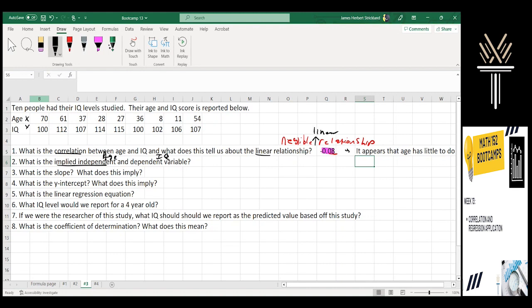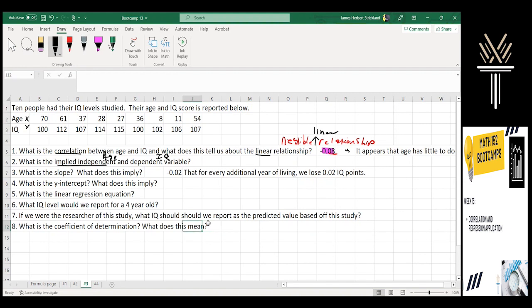So now what is the slope and what does it imply? So let's find the slope. Slope, Y values, X values. And so the negative 0.02 implies that for every additional year of living, I guess, you can find a better way of phrasing it, but for every additional year that you're alive, we lose 0.02 IQ points. So for every additional year that you live, you get dumber, is what it's trying to say, in an IQ sense at least.